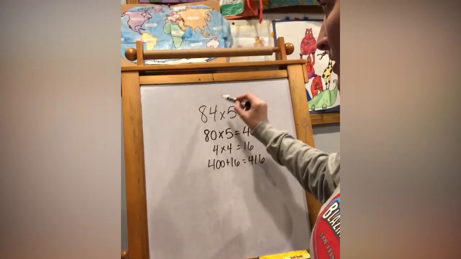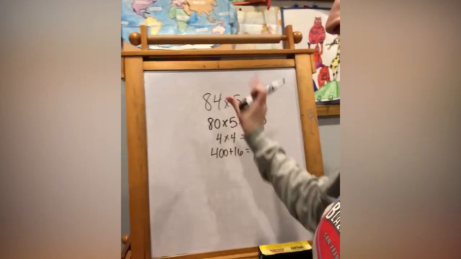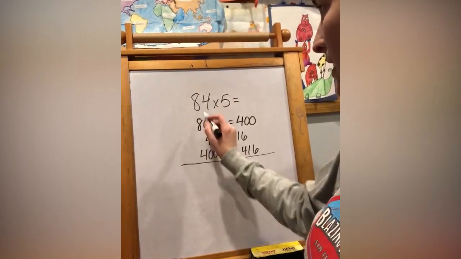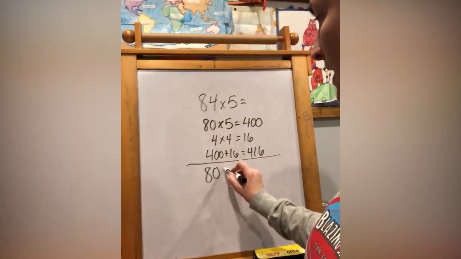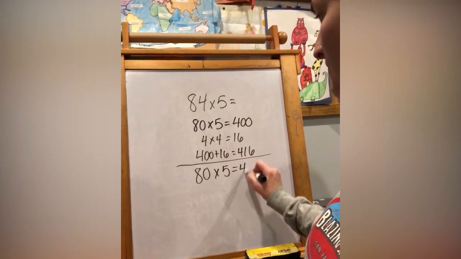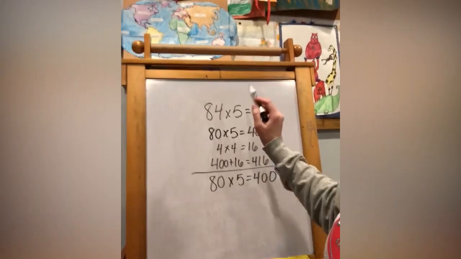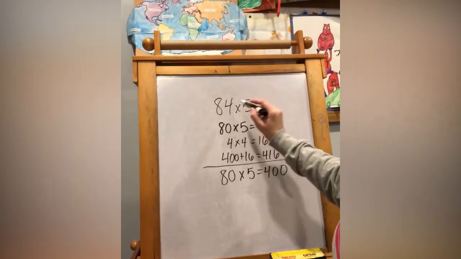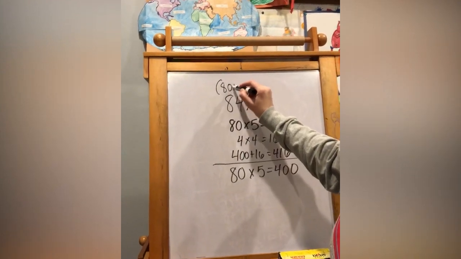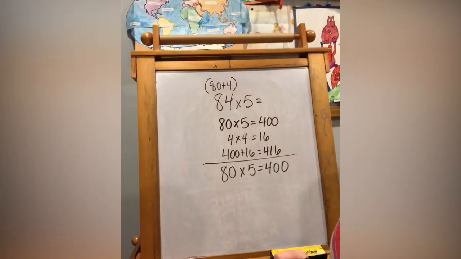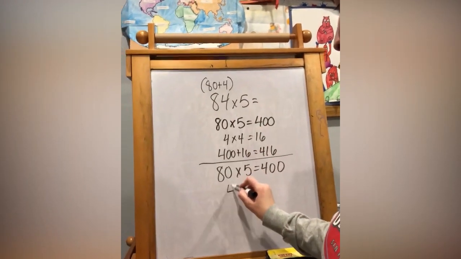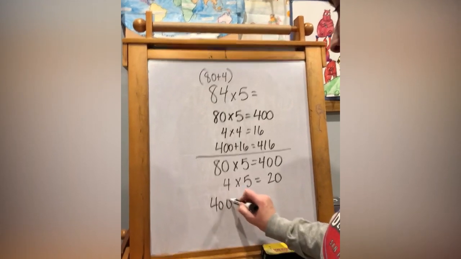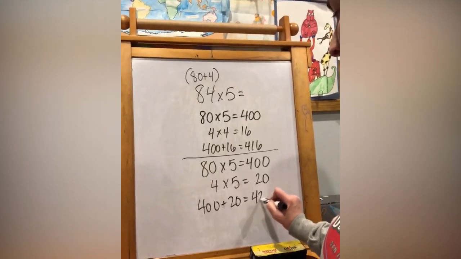So really what you're doing there is splitting up that 84 into 80 and 4. My thought would be to do exactly what you did, 80 times 5 first, which gives us 400. And then the only difference is it's not 4 times 4 that's left, it's 4 times 5, because all we did is split up this 84 into 80 plus 4. So then if I do 4 times 5, that gives me 20. And so 400 plus 20 equals 420.